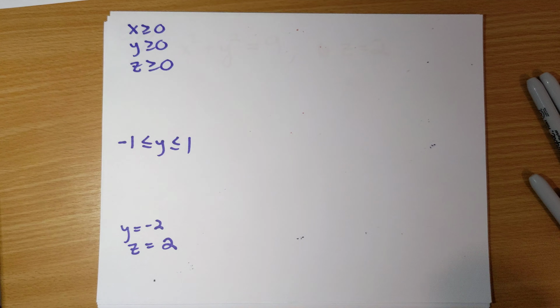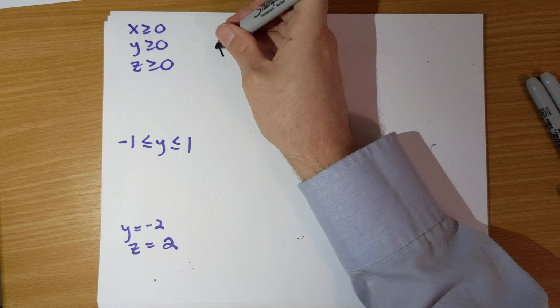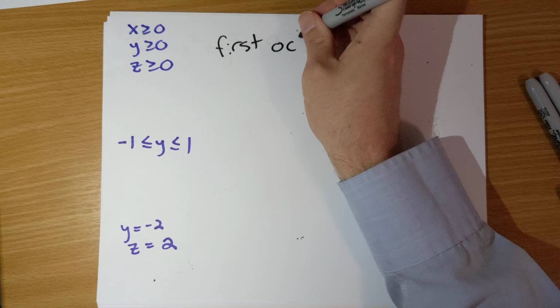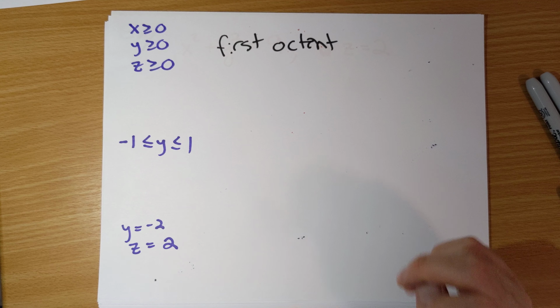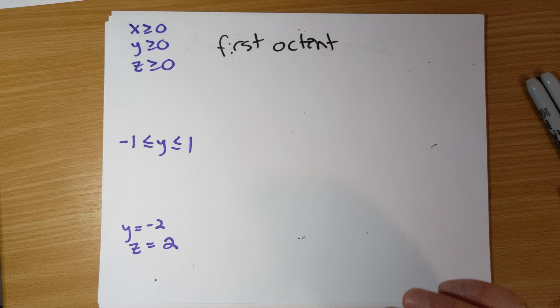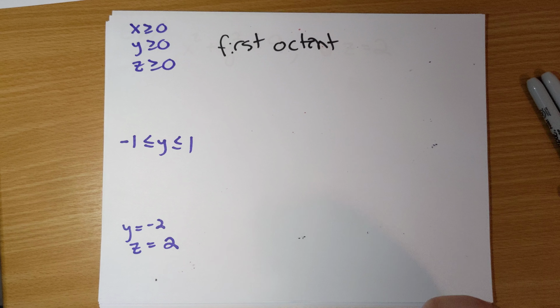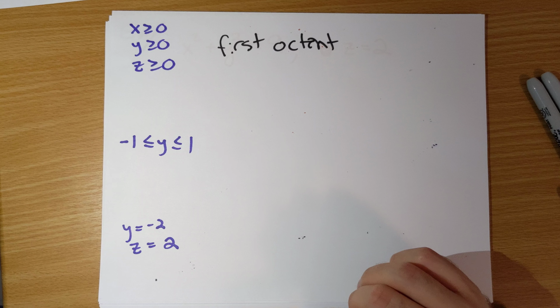x is greater than or equal to 0, y is greater than or equal to 0, and z is greater than or equal to 0. This, of course, is the first octant. This is the only one that we have a special name for. All the other octants, we don't have like the fifth octant. There's no convention that you need. I'm sure people will come up with the conventions. You don't have to worry about that.